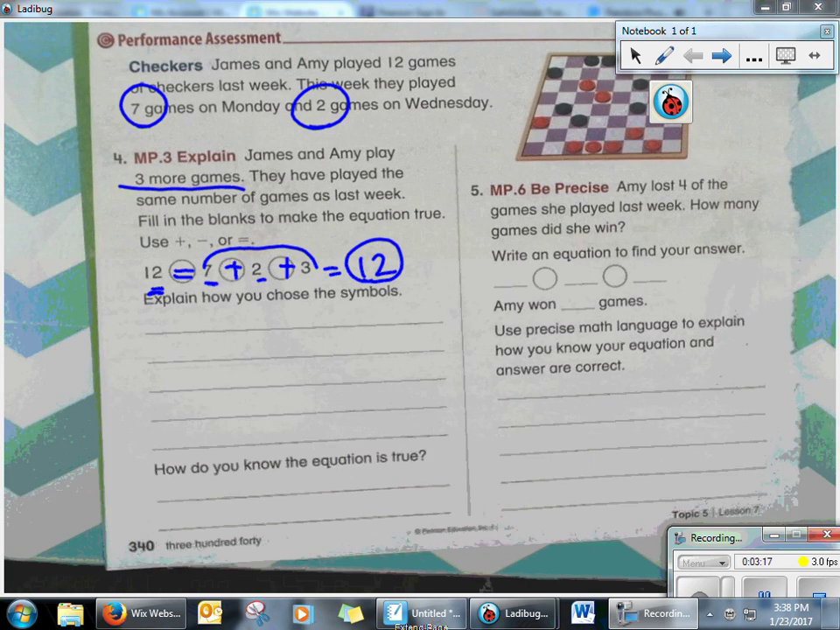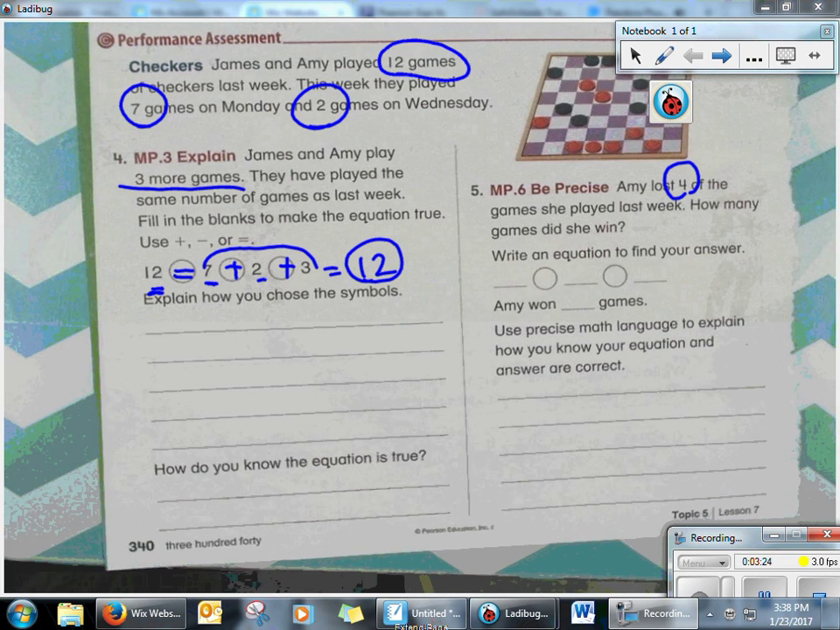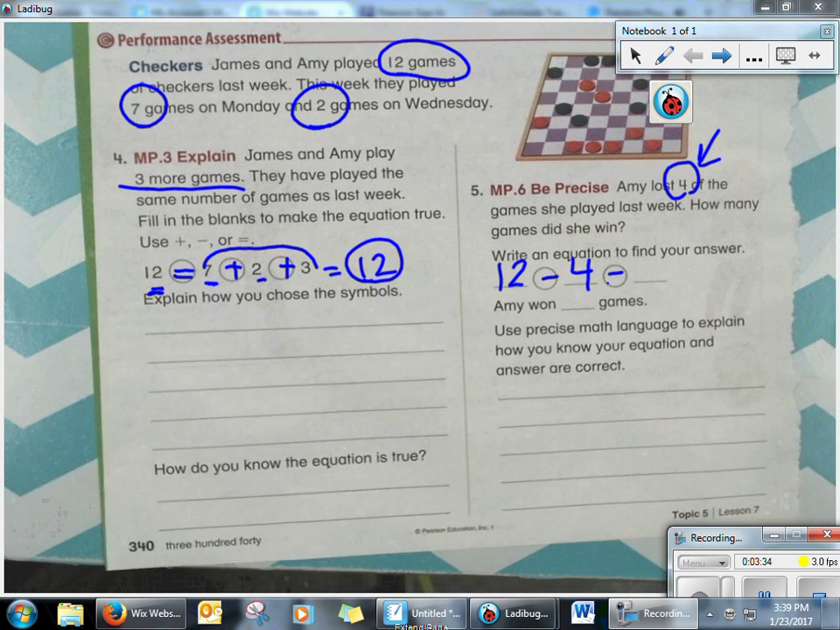And then number 5, Amy lost 4 of the games she played last week. Well, up at the top, it says Amy played 12 games. So if she played 12 games, but she lost 4 of them, I would like to know how many games she actually did win. So that's just a simple subtraction problem. And then it just says, use math language to explain how you know your equation and answer are correct. So again, I just had the students restate the math problem. I know this is true because 12 take away 4 is 8.